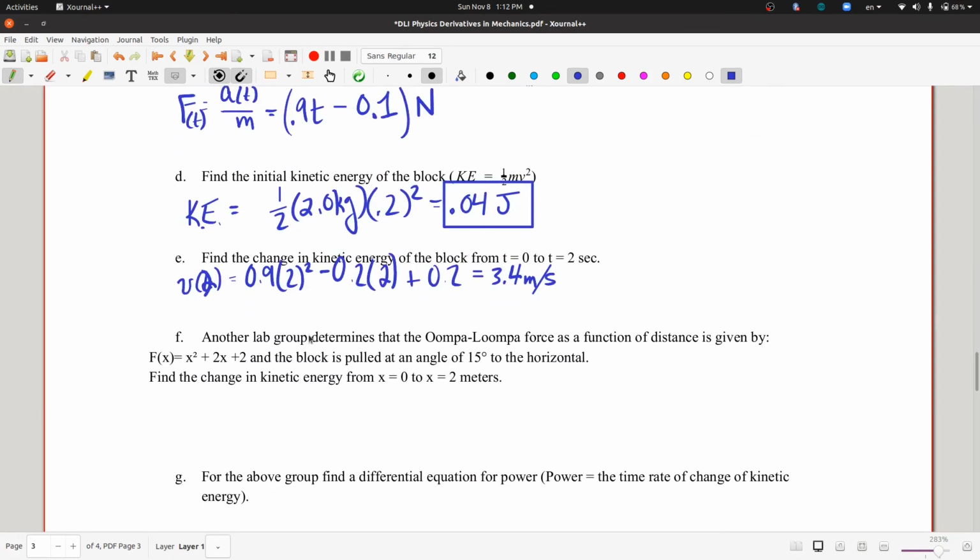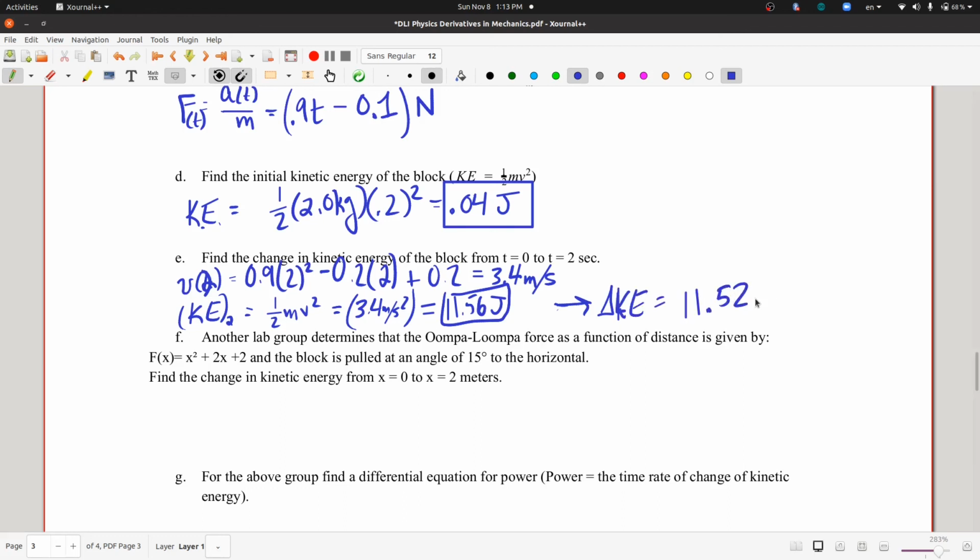So finding the kinetic energy at that time, KE at t equals 2, is equal to 1/2 m v squared. We know 1/2 m is 1/2 of 2, which is 1, and v squared, 3.4 squared, is 11.56 joules. So taking the change in kinetic energy, we have 11.56 minus 0.04. That means the change in kinetic energy is 11.52 joules.